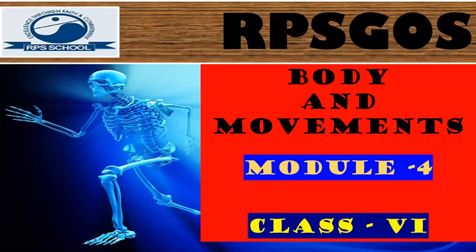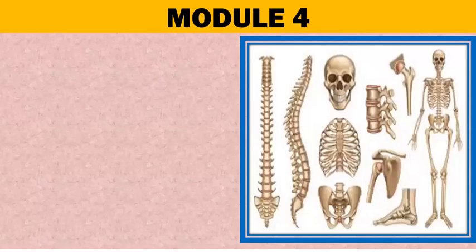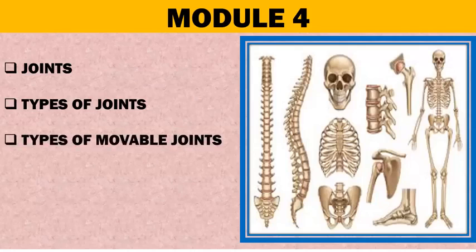Today, we will continue with Module 4 of the chapter of biology in your textbook called Body and Movements for class 6th. In this Module 4, we will learn about joints. We will learn about types of joints. We will come to know the types of movable joints, and lastly, we will learn about muscles.